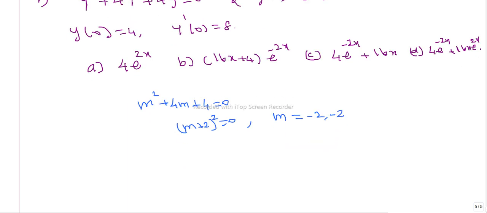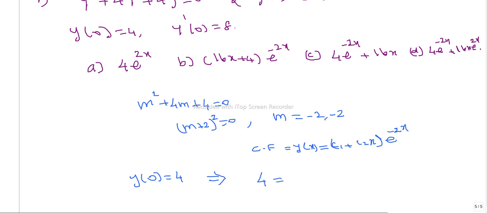Therefore roots are same and real. Therefore the complementary function, y of x, is c1 plus c2 times x into e power minus 2x. Now it is given that y of 0 is 4. If we substitute x equal to 0, it should be 4. The c2 term cancels because x is there, and anything power 0 is 1. Therefore we get c1 value is 4.